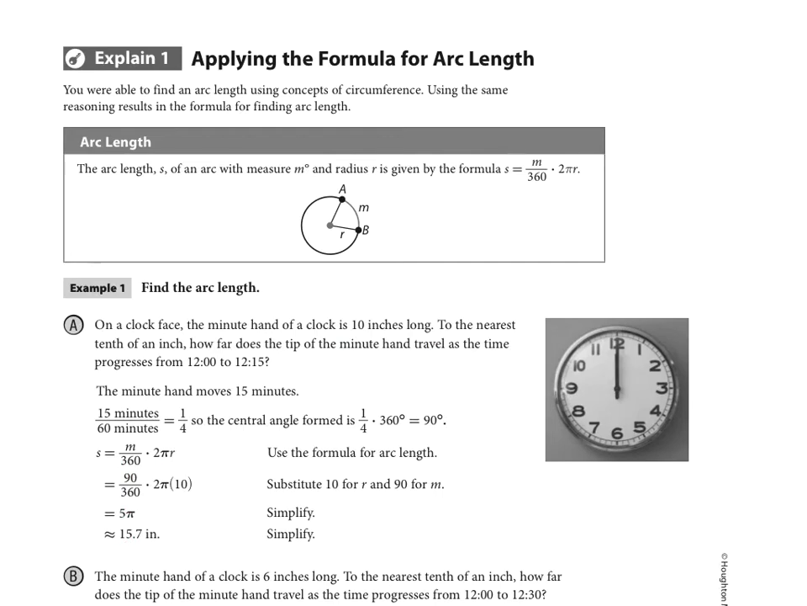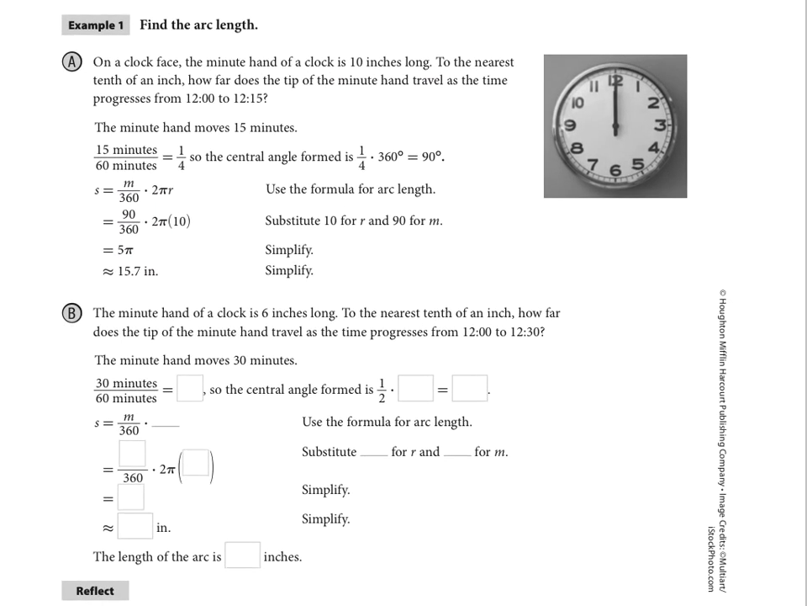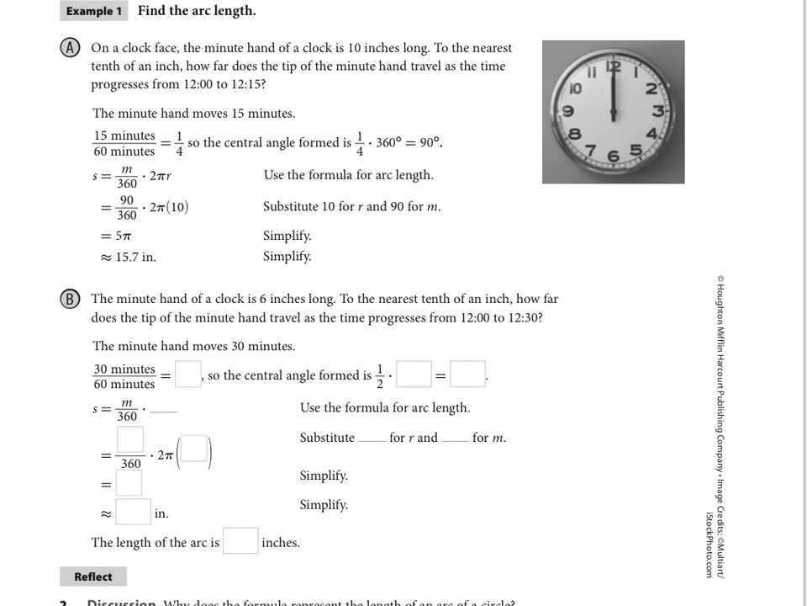Now let's see what we can do with part B. Still talking about a clock here. The minute hand now is 6 inches long, as we see, and to the nearest tenth of an inch we want to know how far the tip of the minute hand travels if we go all the way from 12 to 12:30. So we're moving 30 minutes out of 60, which is the same thing as 1/2. So the central angle is half of 360, or 180 degrees.